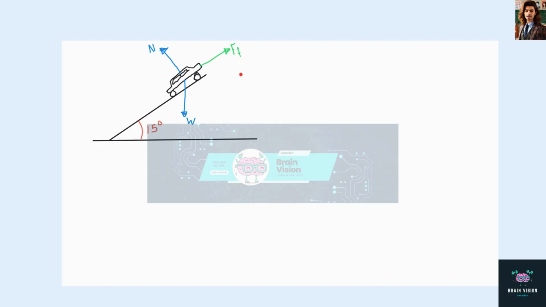In this question, there are three forces acting on the car: the weight force, the normal force, and the frictional force. We will begin this question by calculating the value of the normal force. So how can we do that? We do that by decomposing the weight force in two components.